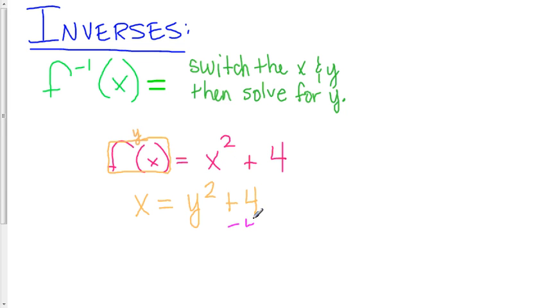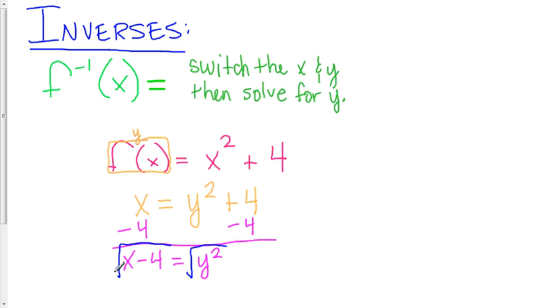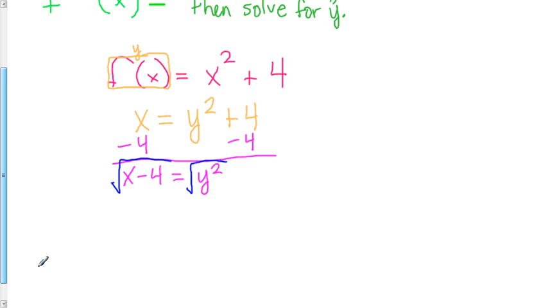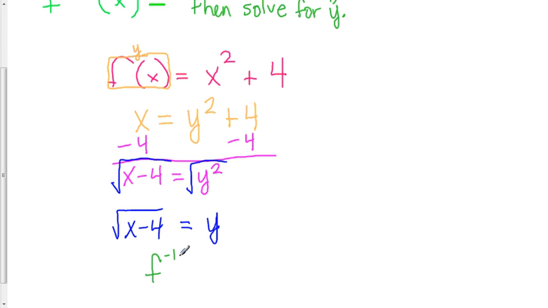Now we solve for y. First by subtracting 4 to get x minus 4 equals y squared. And then by taking the square root of both sides. And so finally we would have y equals the square root of x minus 4. And so our inverse function, if we write it in functional form, would be the inverse of f of x is going to equal the square root of x minus 4.